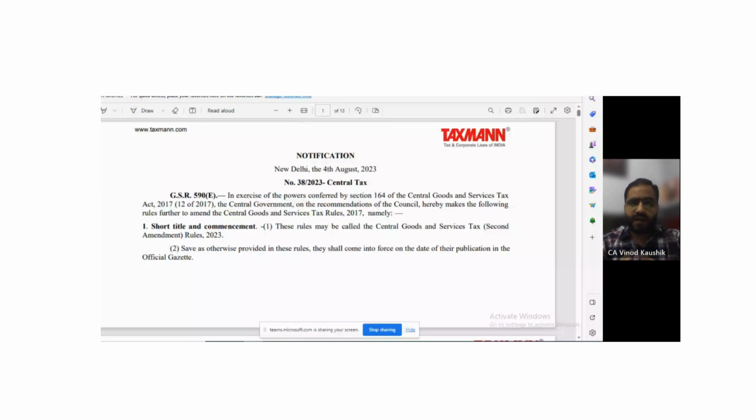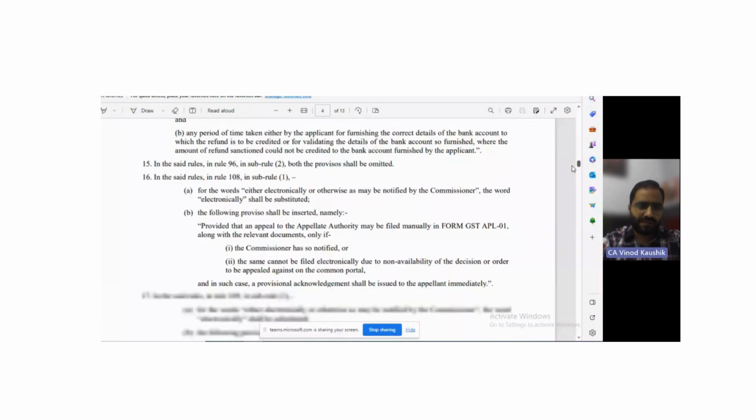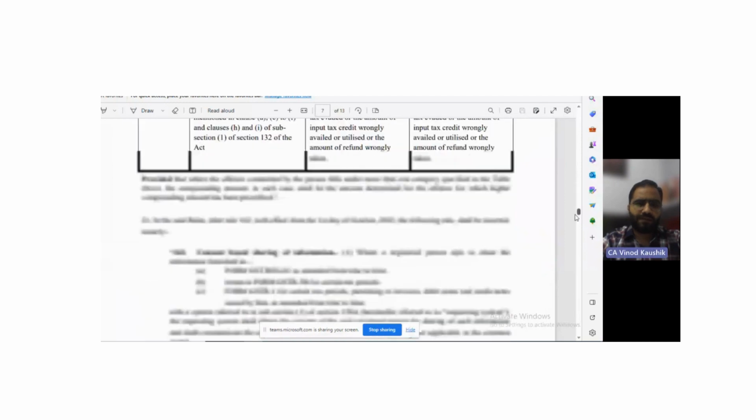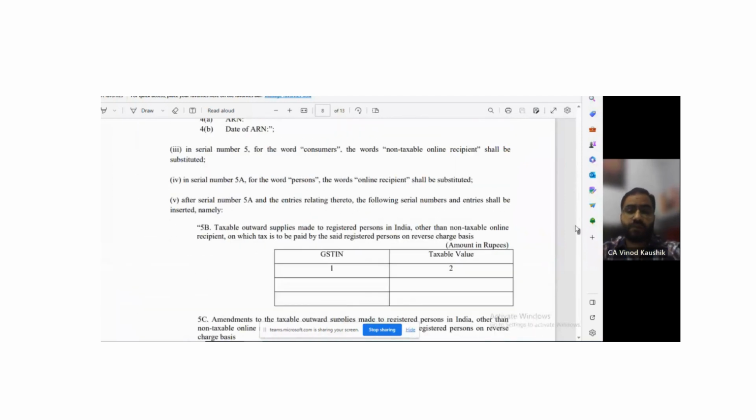And today our discussion will be limited to Rule 88D, which is talking about reversal of excess input tax credit taken between two GST forms, that is GSTR-2B versus GSTR-3B. So let's go straight to the notification, the specific part, which is talking about the reversal of input tax credit.